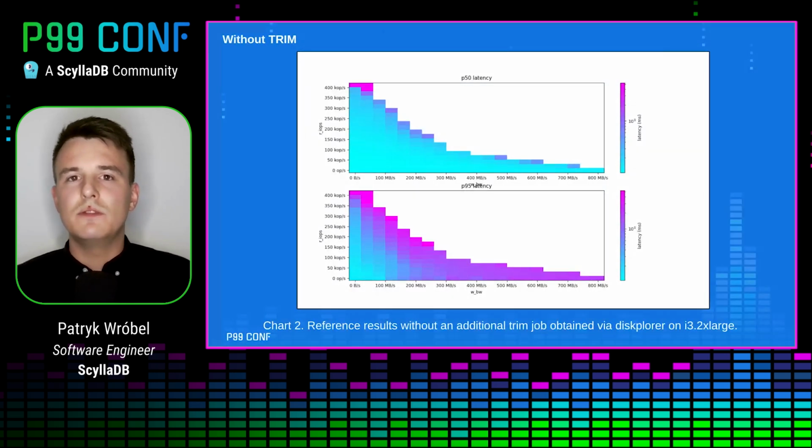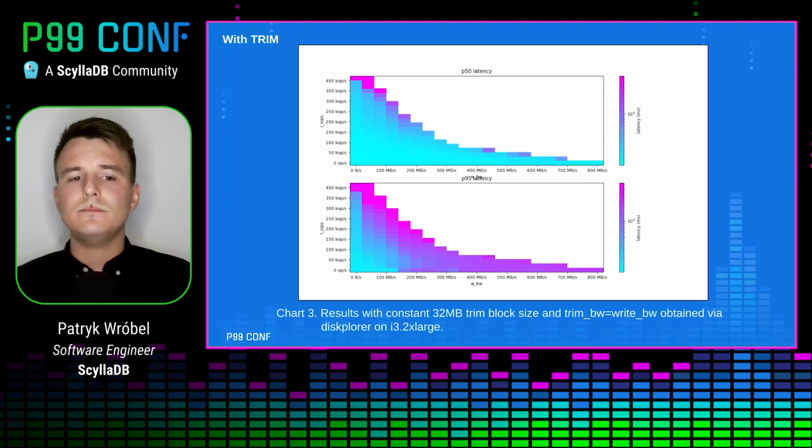This is for a read versus write workload. On the left, you can see used read IOPS. On the bottom, you can see used write bandwidth. The more cyan the color is, the lower the latency. The more purple the color is, the higher the latency. So now let us compare this chart with a chart obtained for the workload that utilized this additional trim job.